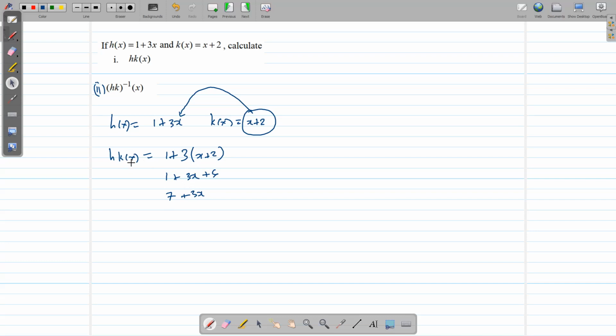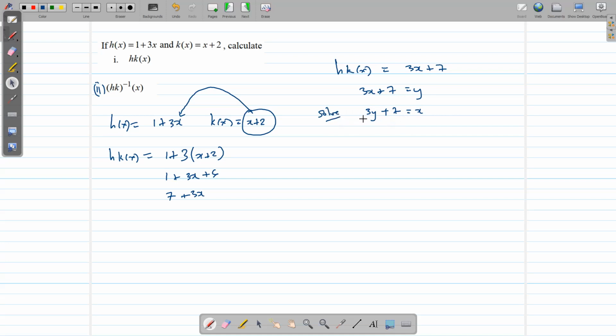Now that we have our h of k of x, the question now is to find the inverse of h of k of x. So h of k of x is equal to 3x plus 7, and we want to find the inverse. So we say let 3x plus 7 equal to y. And once we have decided to let it equal to y, then we switch the letters. 3y now plus 7 is equal to x.